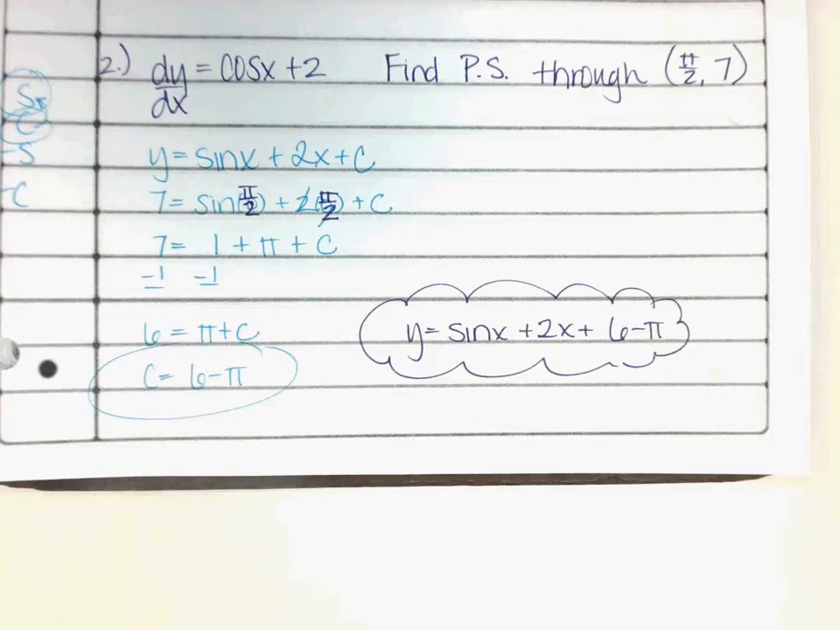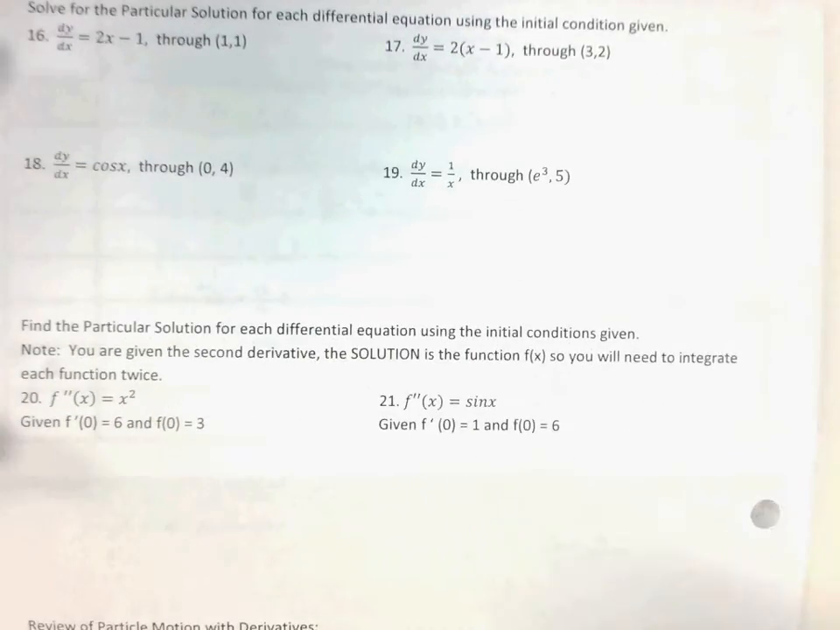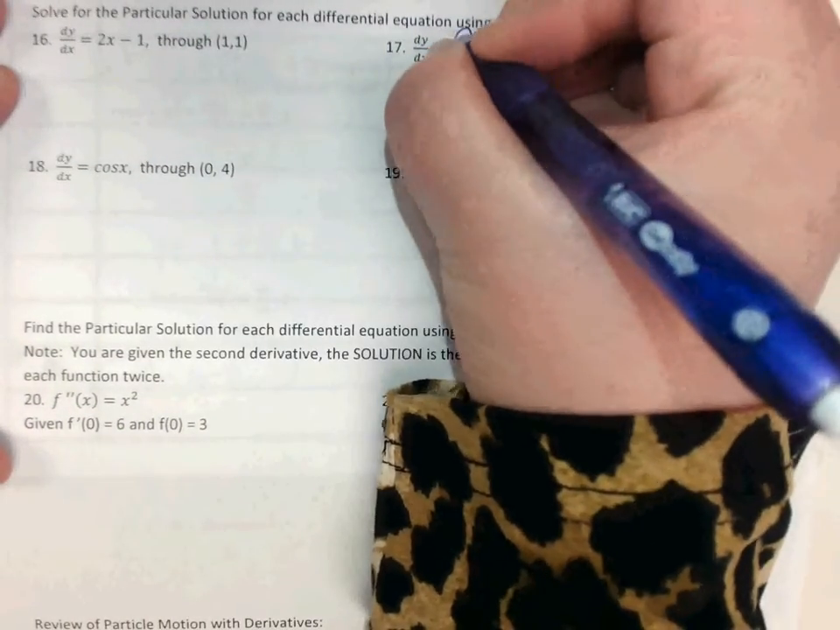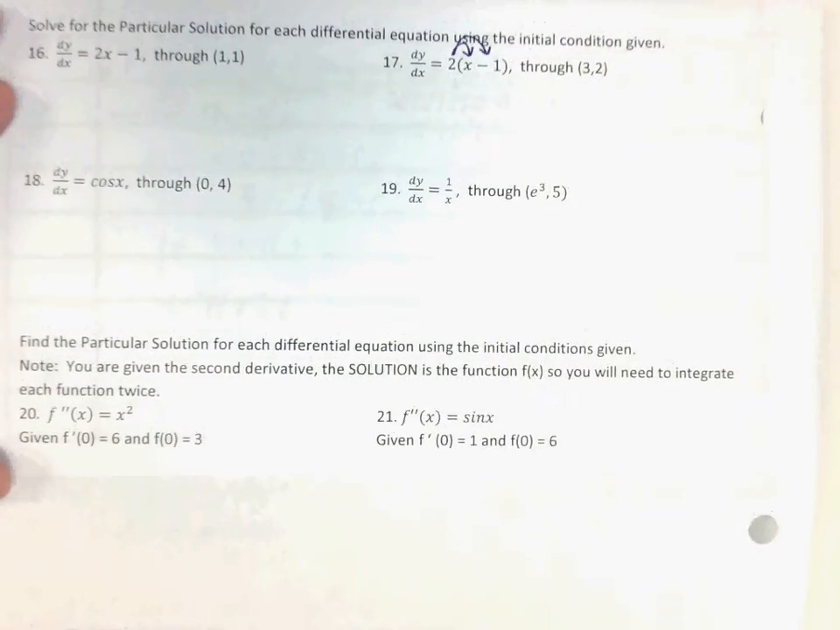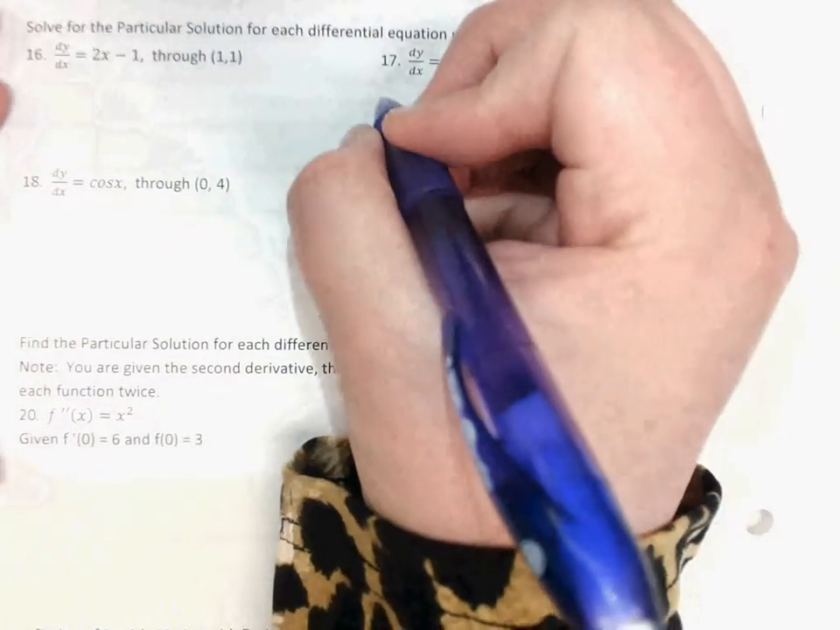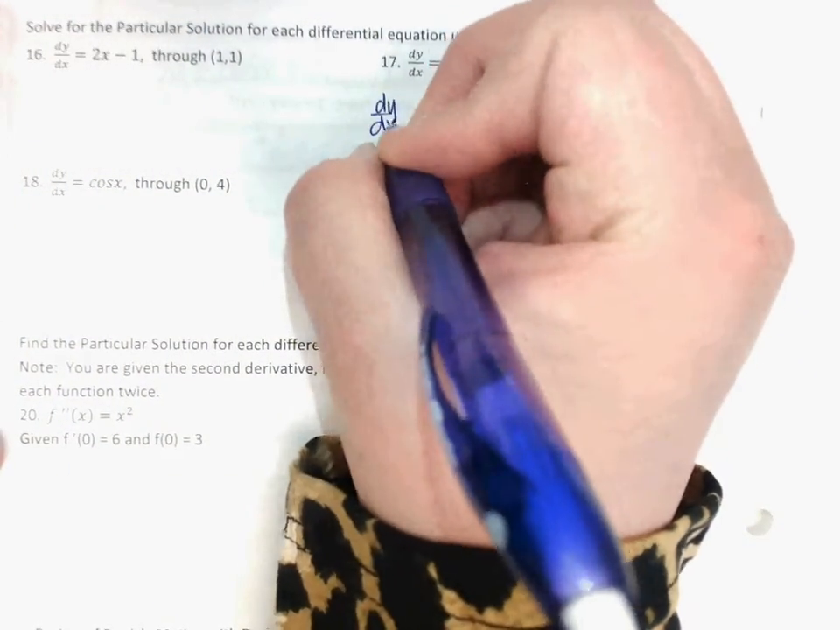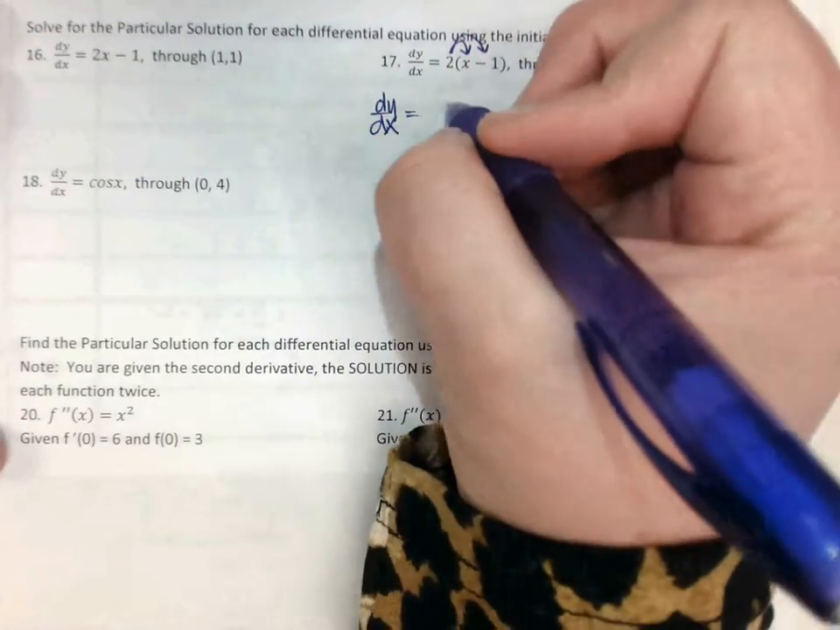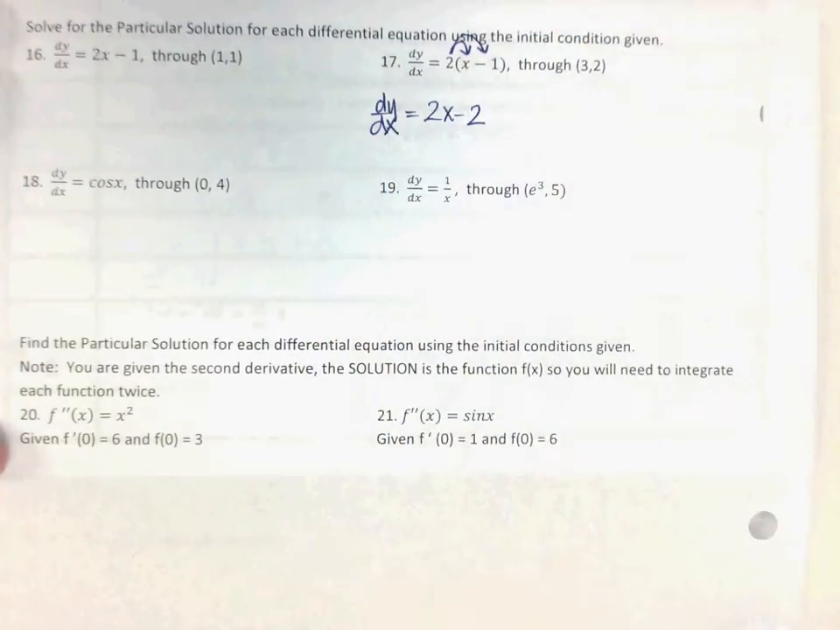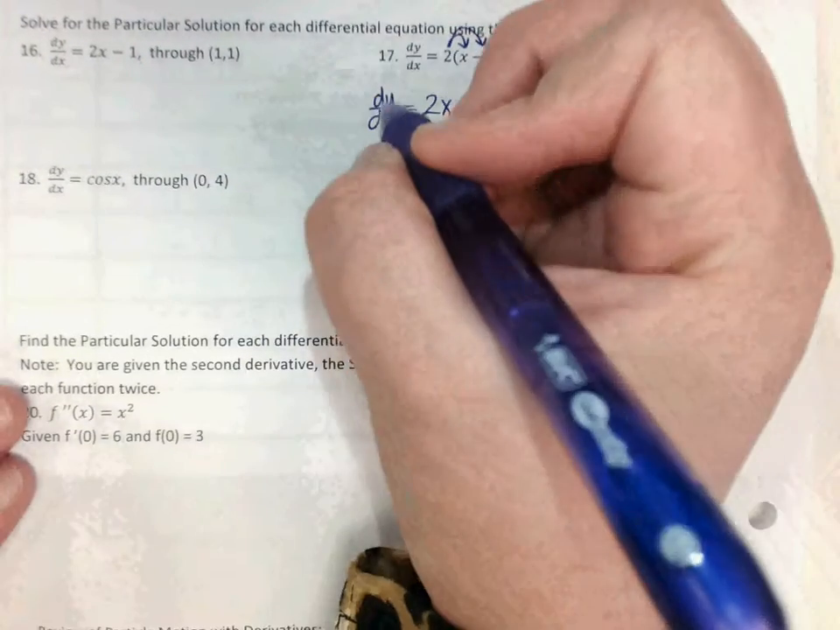Okay, 17 should be really fast. All that you have to do is multiply this in before you do the antiderivative. So your dy/dx is really what once you multiply that out? 2x minus 2. And then from there, you'd integrate both sides just like we did in your notes. So what's the integral of dy/dx?